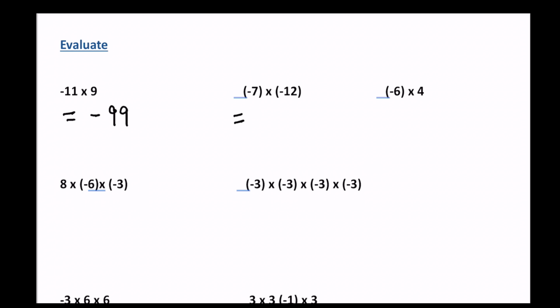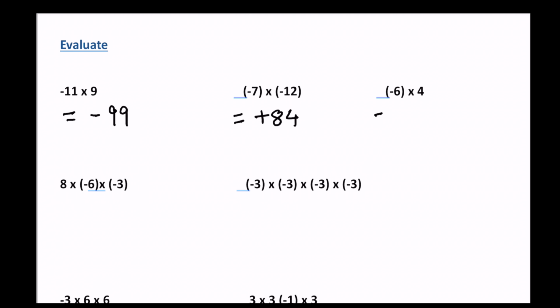Let's go to the next example. Minus 7 multiplied by minus 12. Minus into minus is plus. Our sign rule says when a negative number is multiplied with another negative number, the resulting number is positive. And 7 times 12 is 84.